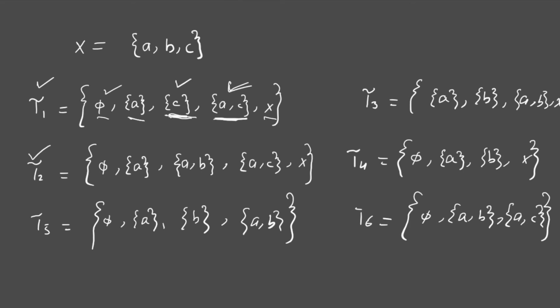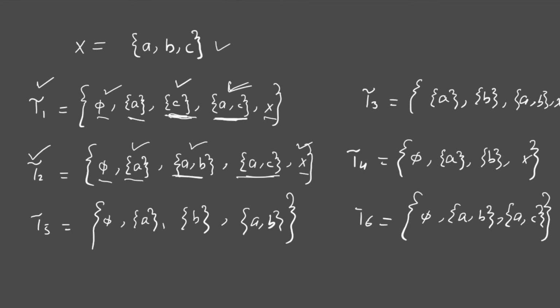Now we check whether tau 2 is a topology or not. If I take the union of A and AB, our answer is AB, and AB exists here. If I take the union of AB and AC, our answer is ABC, which is X, and X exists here. If I take the intersection of AB and AC, our answer is A, and A exists in tau 2. Also phi and X exist in tau 2, which means that tau 2 is a topology because all the axioms are satisfied.